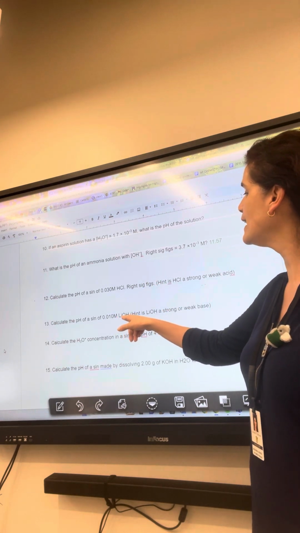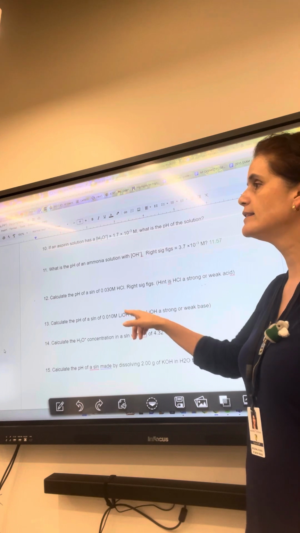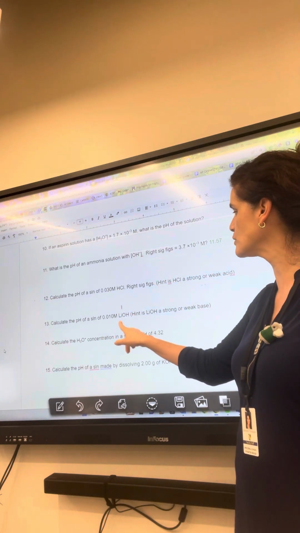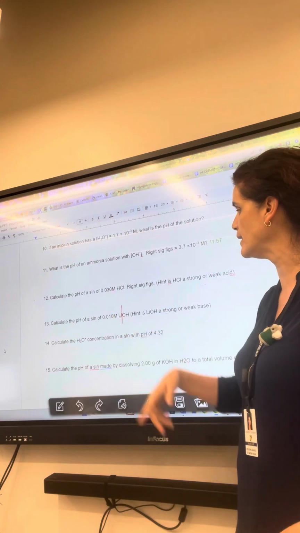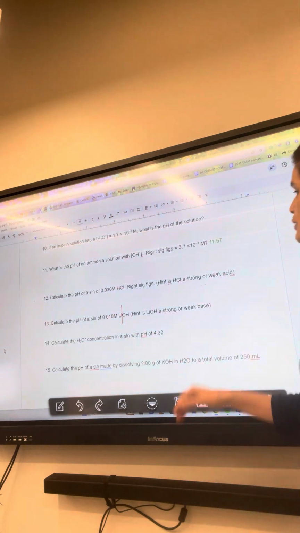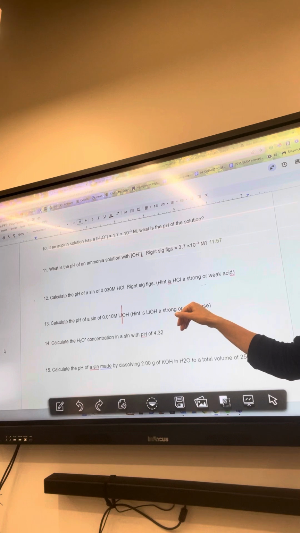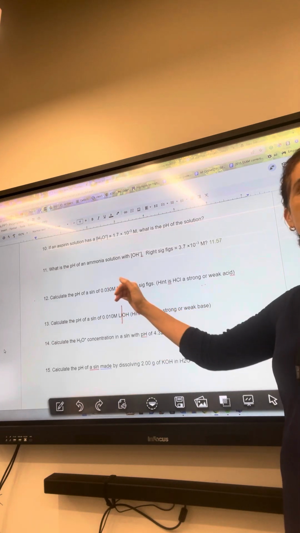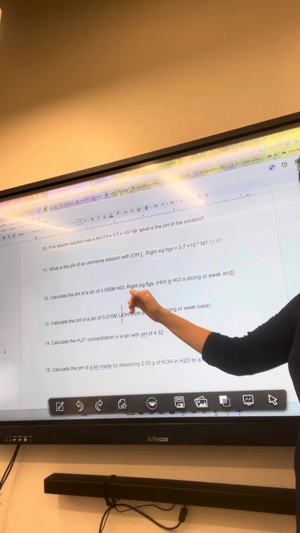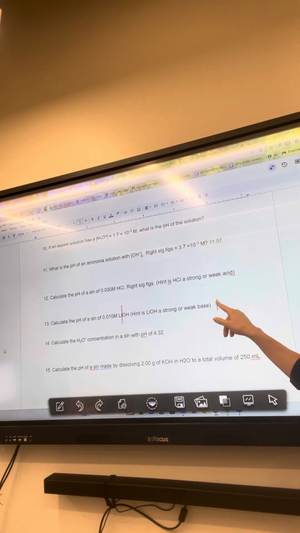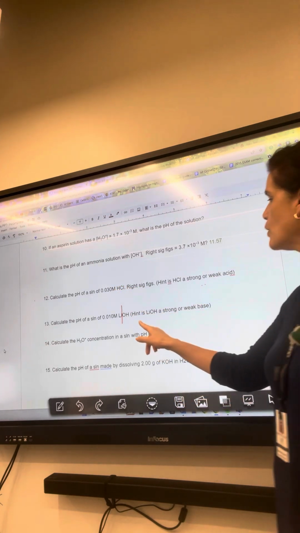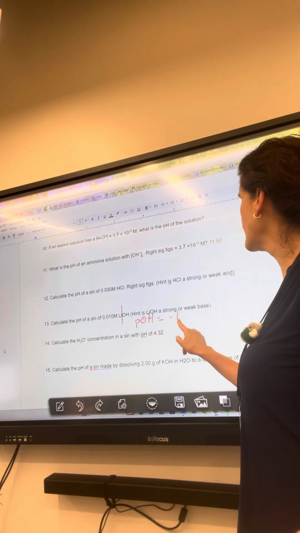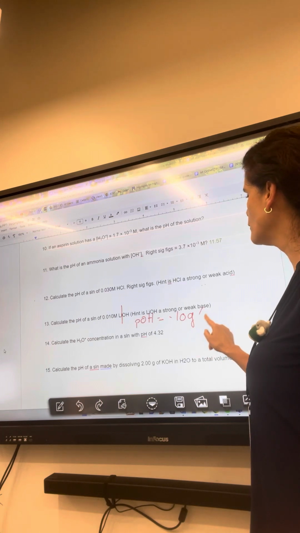Now this one, lithium hydroxide. It's a strong base, so it dissociates 100%, so the concentration of OH is the same as that. If you want to find the pH, take the negative log of that to find the pOH, and then subtract it from 14. The pOH is equal to the negative log of 0.010.